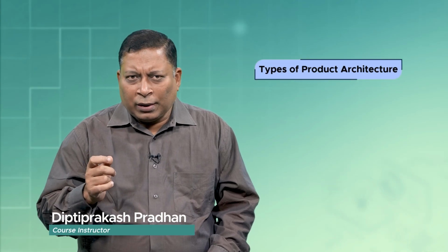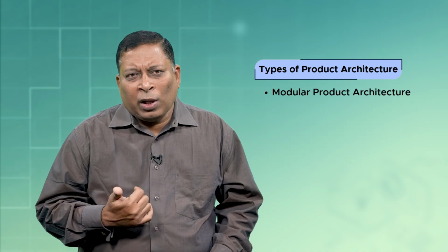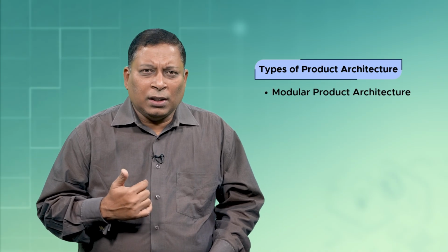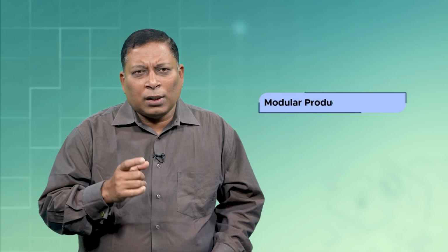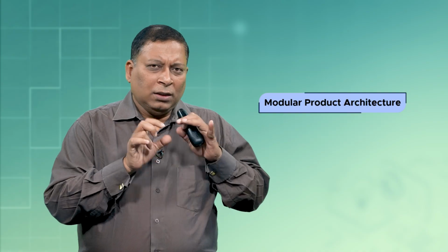So, next we will look at product architecture. There are two types of architecture. One we call the modular product architecture, and the other one is integral product architecture. So, let's look at the modular product architecture. Here every part is a module.